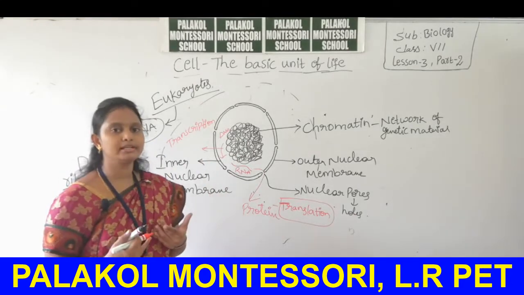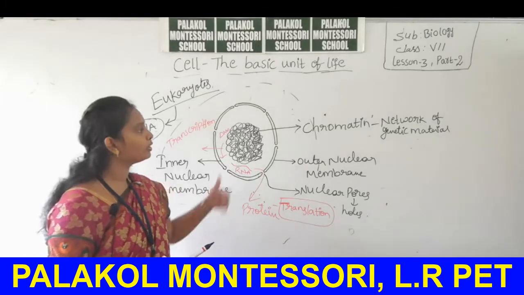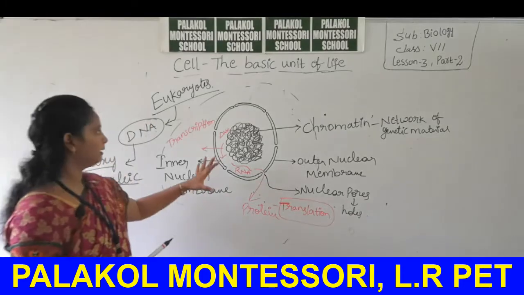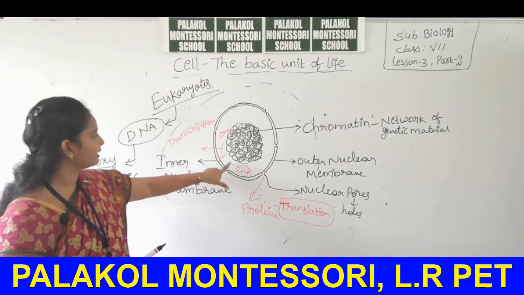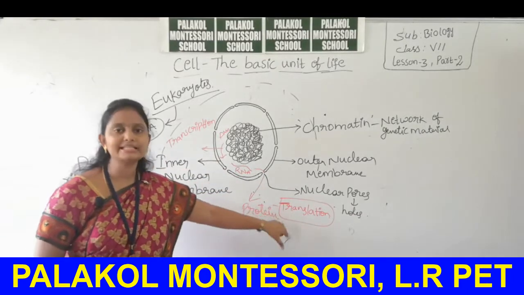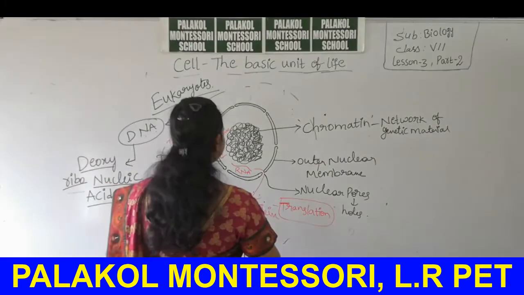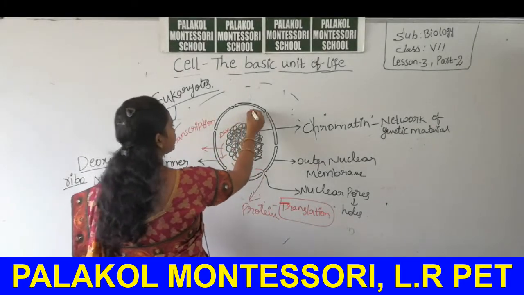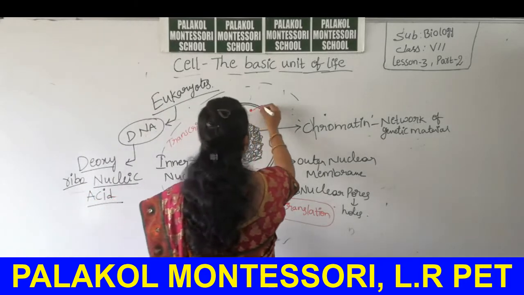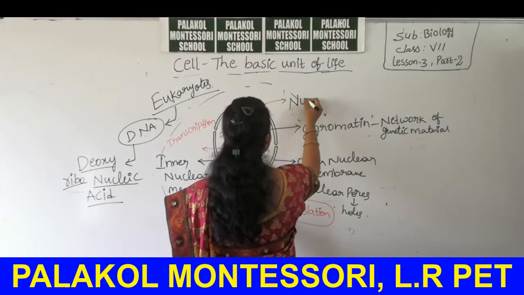But as my students, you should learn the concept in depth. That's why I want to discuss the structure of the nucleus also here. The process of DNA conversion into RNA is called transcription, and RNA conversion into protein is called translation. Then I said that inside the nucleus there is some dot-like structure also present. It is called nucleolus.